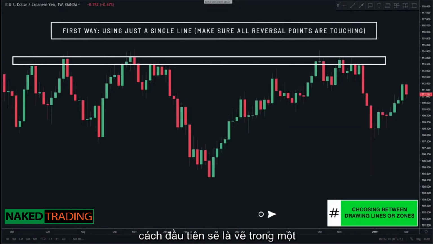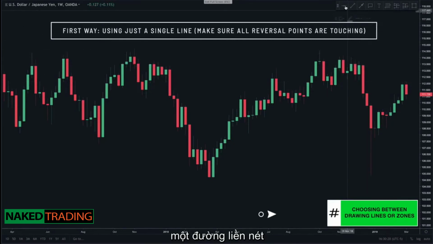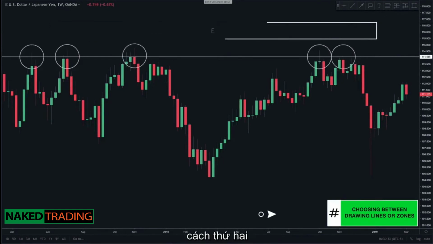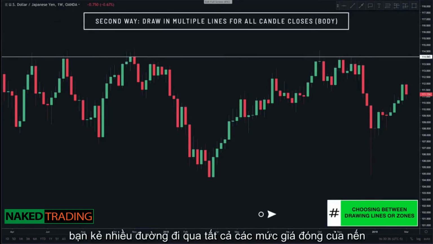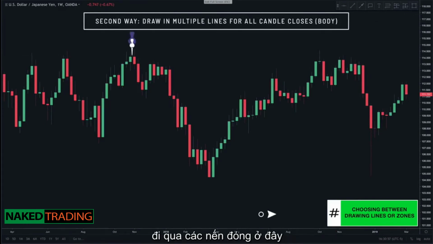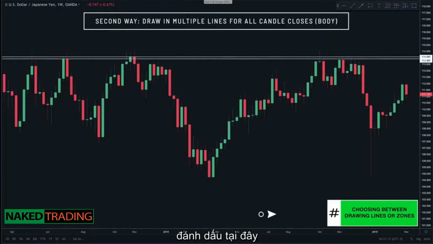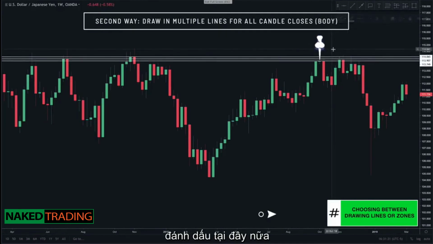So the first way would be to draw in a single solid line, which works well when you can get all the reversal points touching the line. The second way would be to draw in multiple lines to accommodate for all the candle closes. So you have this candle close here, 1 line. Candle close, another line. Candle close, another line. Candle close, another line.